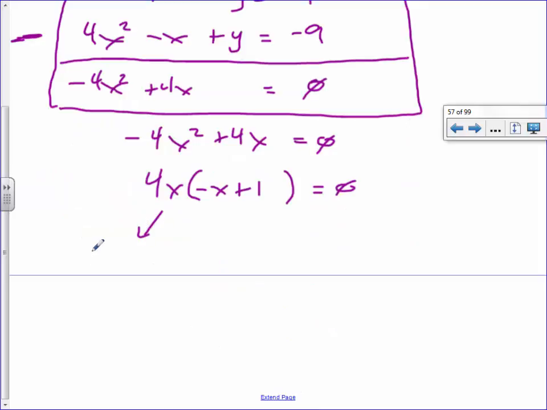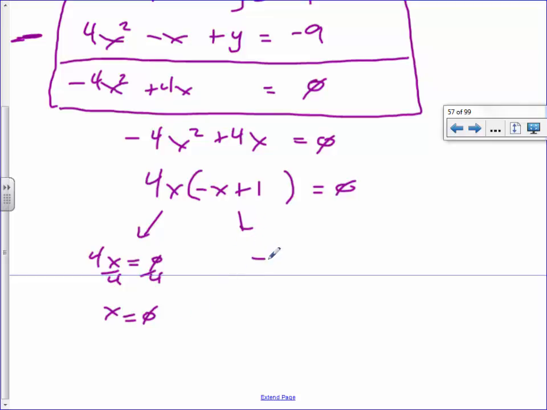I now need to make 4x equal 0. The only number that would make 4x equal 0 would be if x was 0. Here's another way of looking at it. If I divided both sides by 4, 0 divided by 4 is still 0. There, I've got an answer. Ta-da. That was good. Save me that whole quadratic formula work, right?